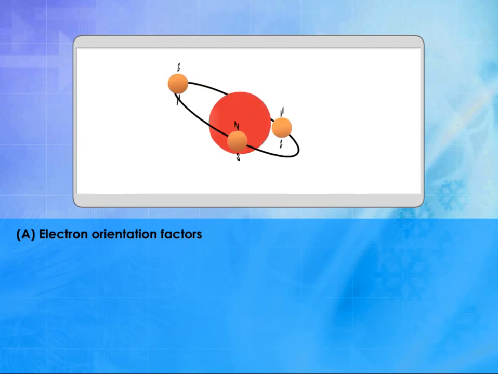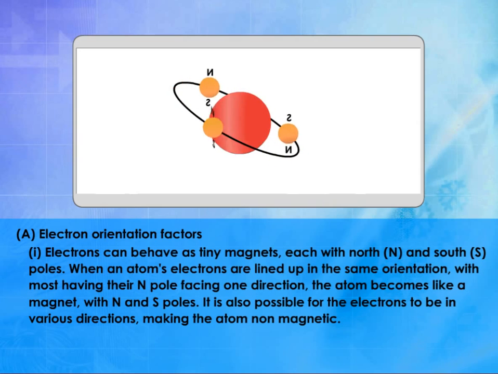Electron orientation factors. Electrons can behave as tiny magnets, each with north (N) and south (S) poles. When an atom's electrons are lined up in the same orientation, with most having their north pole facing one direction, the atom becomes like a magnet, with north and south poles. It is also possible for the electrons to be in various directions, making the atom non-magnetic.